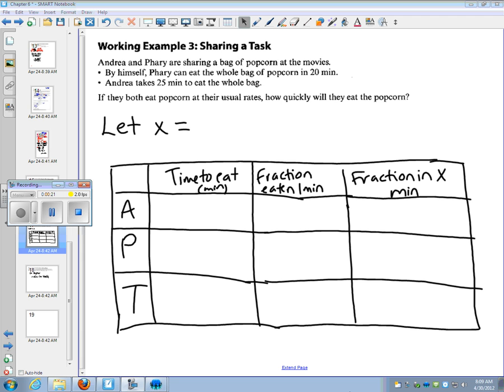If they both eat popcorn at their usual rates, how quickly will they eat the popcorn? So now they're going to eat it together. So how long will it take them to eat it? So first of all, we're going to let x equal the time in minutes it takes for them both to eat it.